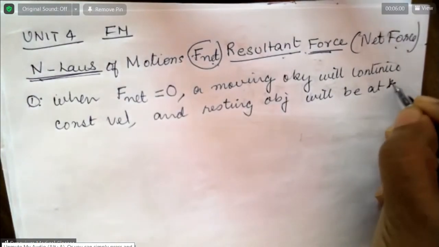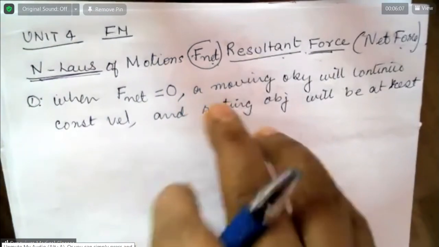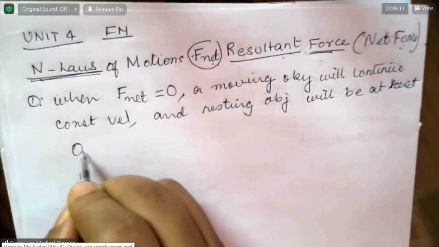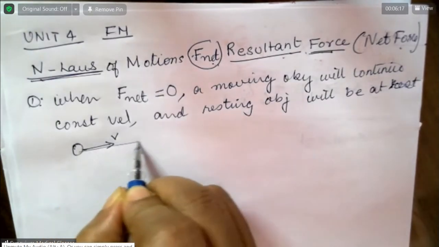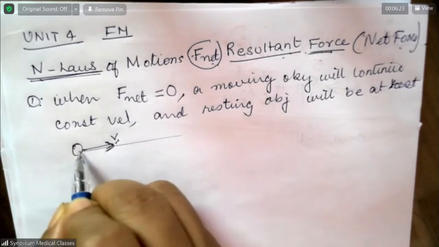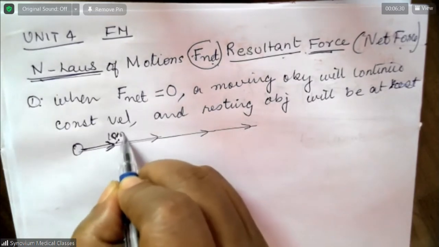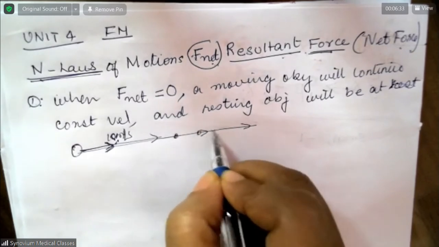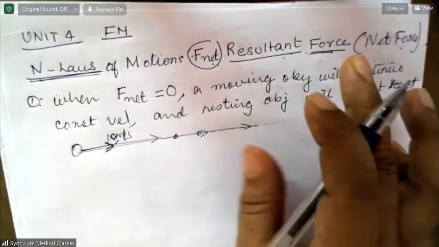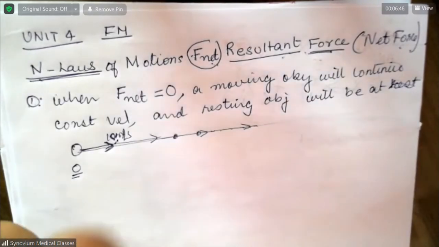What is the essence of this law? This means that whatever the object is doing, it will continue doing so. If an object is moving with a certain velocity v, it will continue moving. Velocity means speed as well as direction. If this is the direction of its initial travel, it will continue moving in the same direction with the same speed. If this is 10 meters per second, here also 10 meters per second, everywhere 10, it will continue without stopping. If the object is at rest here, it will continue to be at rest forever. That is what the first law says.